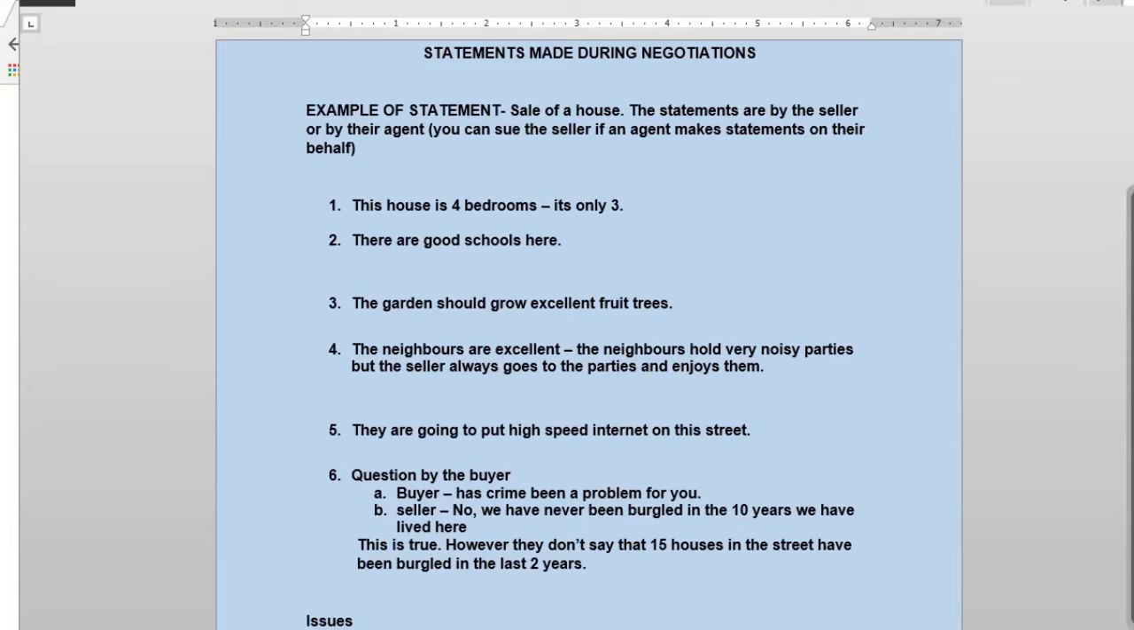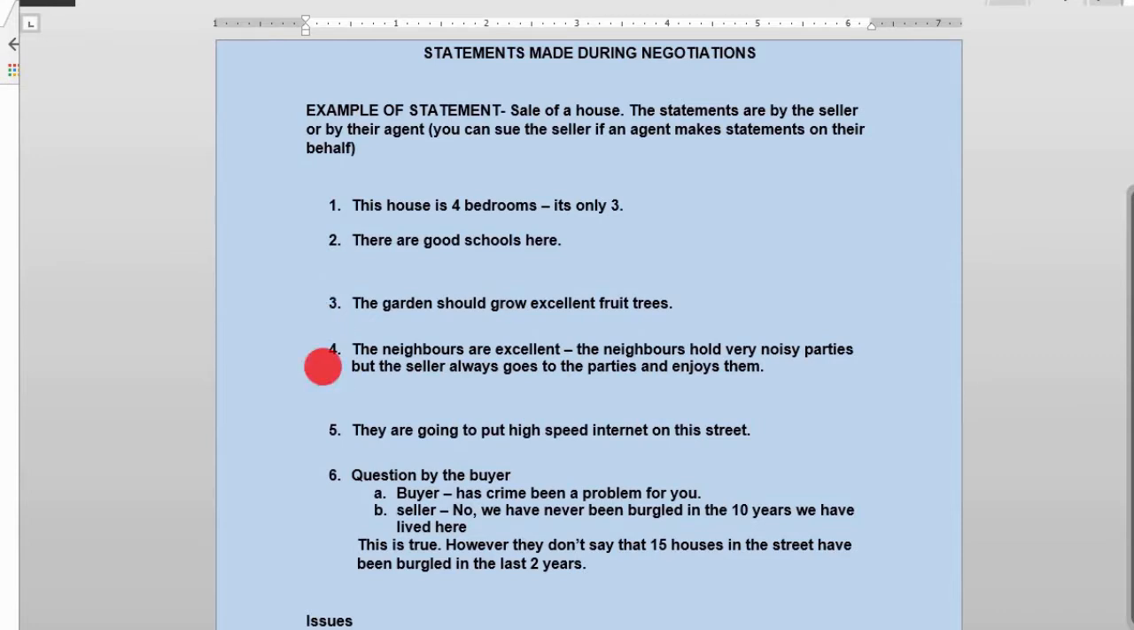The second example there, good schools. This is definitely opinion. Now, if a person has no knowledge of the school whatsoever, then that's not an honest opinion, it's simply a guess. So your opinion must have some reason behind it. The garden should grow excellent fruit trees. Well, we can get experts to test the soil, so we could prove that right or wrong. So that is a statement of fact, and if it's wrong, it's a misrepresentation.